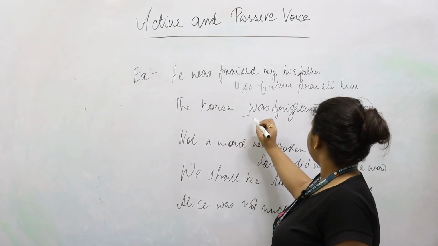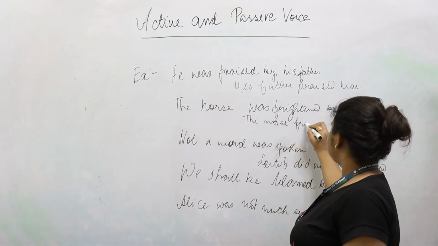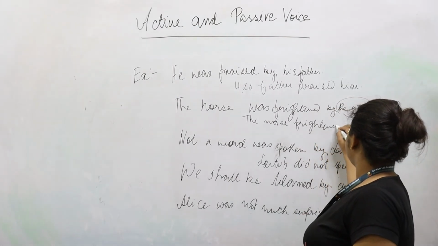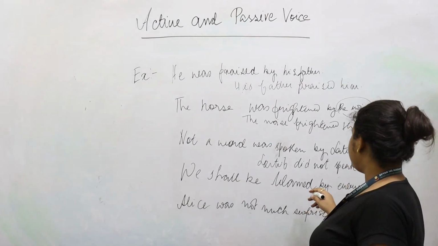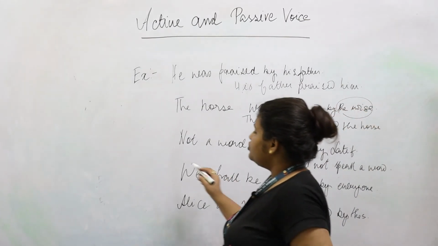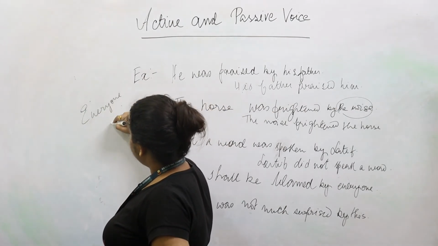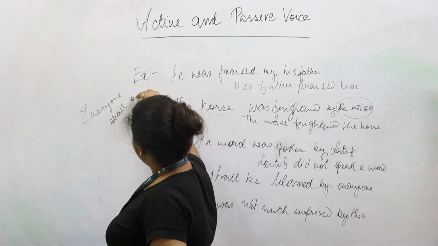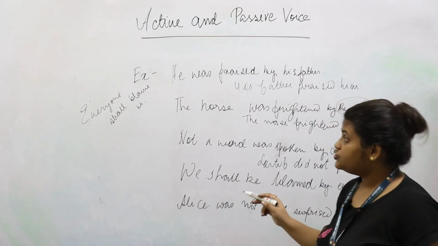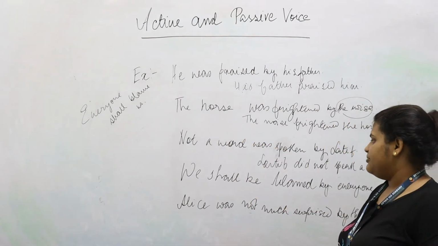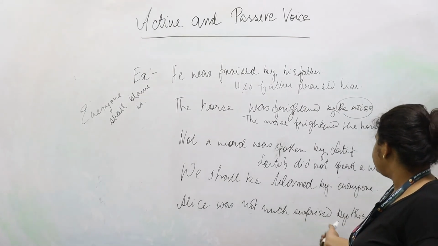Also for this, it would be: the noise frightened the horse. For the next sentence, we shall be blamed by everyone. We will transform this as everyone shall blame us. This is a sentence which we are talking about in the future, so we will take it up as everyone shall blame us. In the final sentence, we have Alice was not much surprised by this.